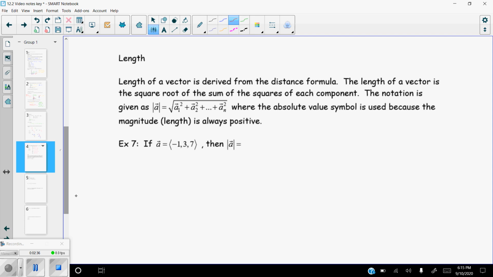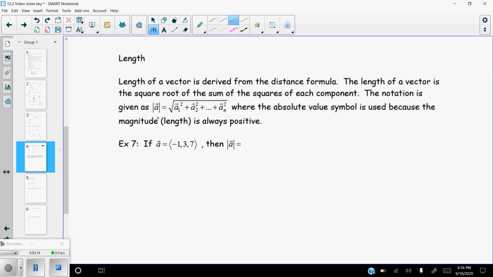Now let's talk a little bit about the length of a vector and how we actually find the length of a vector if we're given the actual vector itself. Length of a vector is derived from the distance formula. If you think about it, we've got a change in x direction and a change in y direction, so it really all comes down to a triangle. The change in x is like one leg, the change in y is the other leg. If you take both of those, square them, add them together, and take the square root, what you get is the distance formula. So one of the main things here, because that's probably the easy part, is the notation.